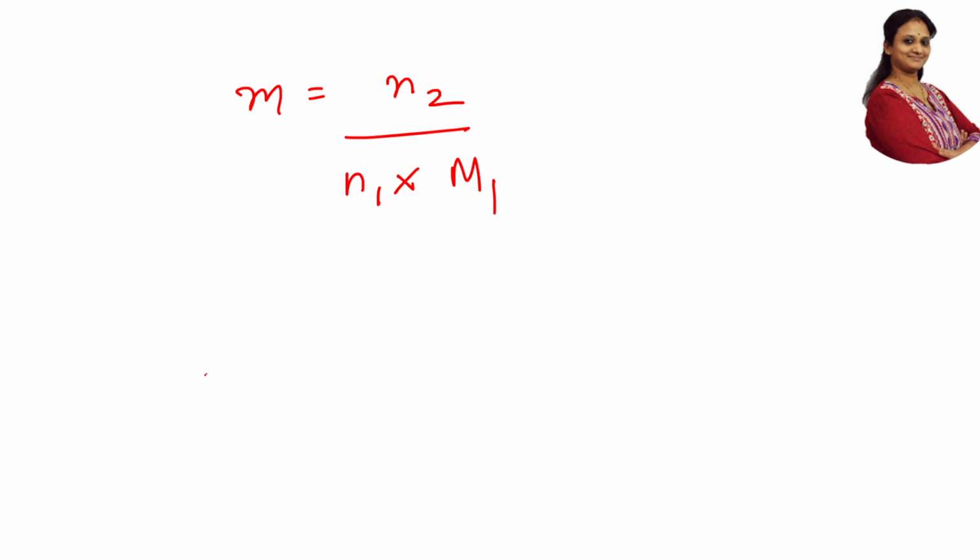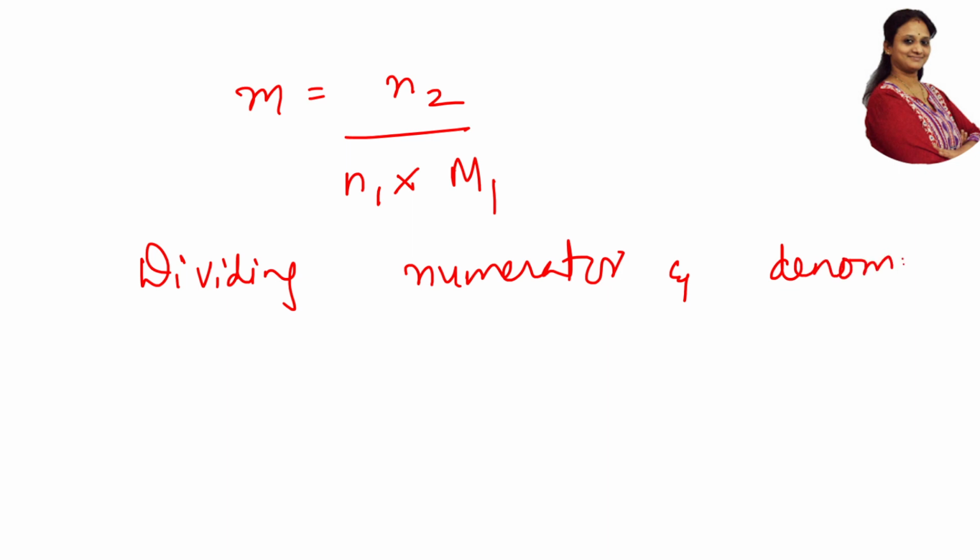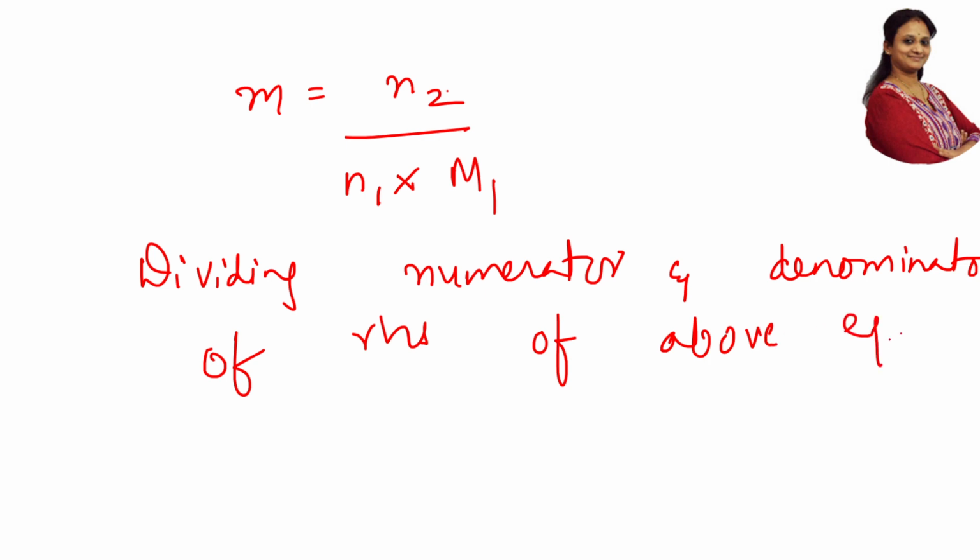This is okay. Now what am I going to do? I am dividing the numerator and denominator. What am I going to divide and why? I'll let you know. The RHS of the above equation, that n2 by n1 into M1, I'm going to divide both the numerator and denominator by n1 plus n2. Let us divide both because common terms will get cancelled, right?